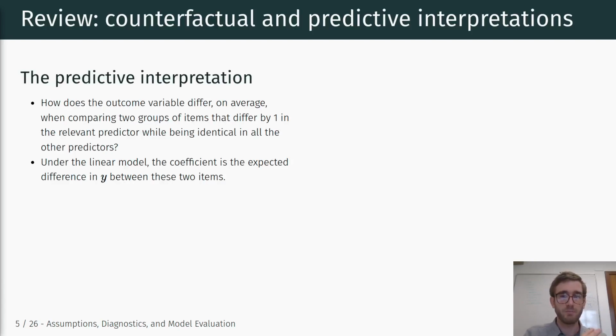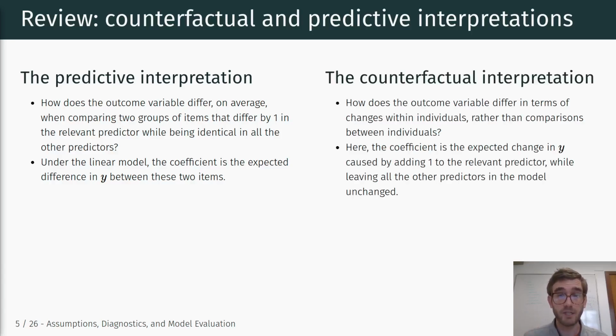So if we follow the predictive interpretation of OLS, OLS basically answers the question, how does the outcome variable differ on average when comparing two groups of items that differ by 1 unit in the relevant predictor while being identical in all other predictors, right? So here OLS just tells us something about a comparison between different observations that on average differ by 1 unit between one group and the other group while holding everything else basically constant, okay? That's a simple predictive interpretation.